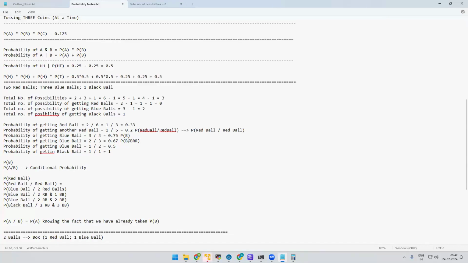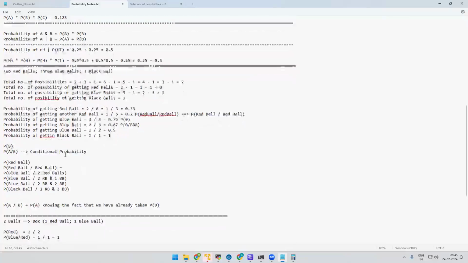Now this 0.67 is not just the probability of B. It is B, knowing the fact that 3 other events happened. What are those events? We have taken a blue ball, a red ball, and a red ball. So we have taken another blue ball, and the overall numbers are obviously going to come down. We can keep on doing that, right? 1 by 2 and 1 by 1. Obviously, if we have already taken blue balls and red balls, we are going to have only one ball left, that is the black ball. So the total probability is going to be 100% chance.